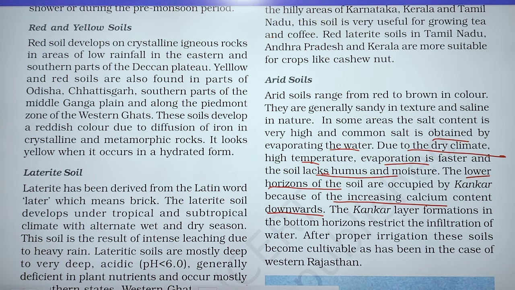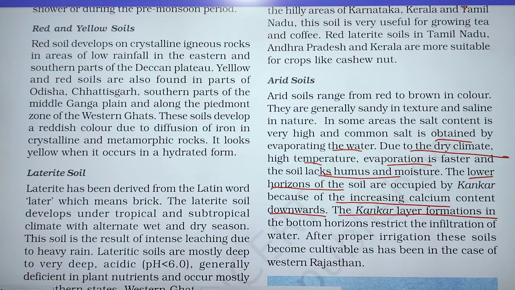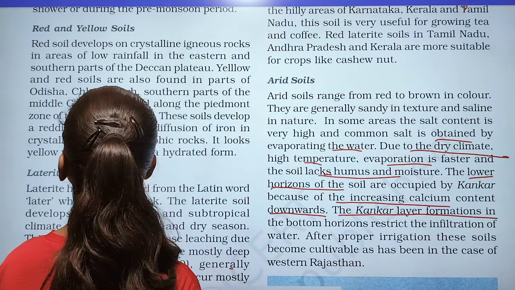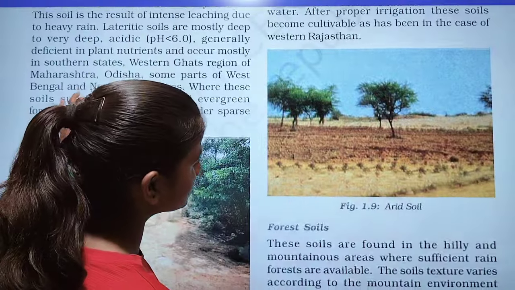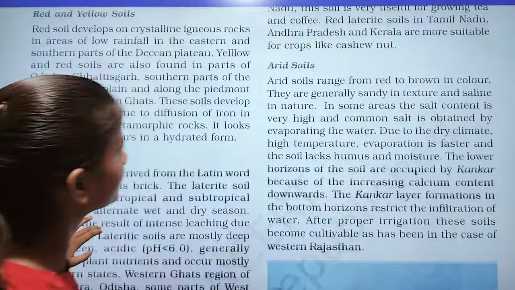The kankar layer formation in the bottom horizons restricts the infiltration of water. After proper irrigation, these soils become cultivable, as has been the case in western Rajasthan, where these soils are mostly found. So this is all about the arid soil.